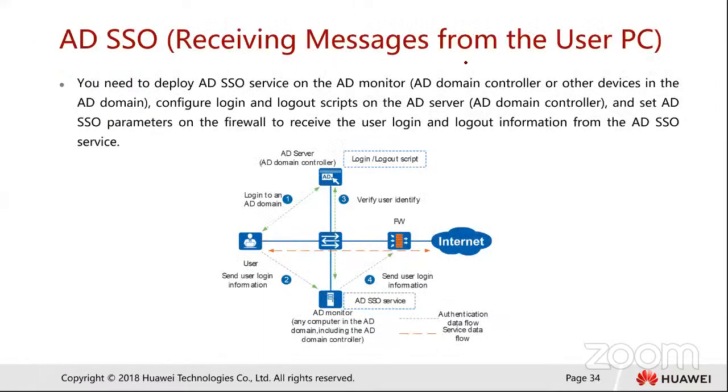So here, for receiving messages from the PC, with this kind of method you need to deploy an Active Directory single sign-on service on the Active Directory monitor, configure login and logout scripts on the Active Directory server, and then set the AD single sign-on parameters on the firewall to receive the user login and logout information from the Active Directory single sign-on.